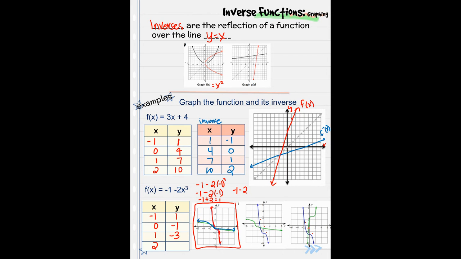So these are the kind of problems that you're going to see. You're going to be given the original and then given a couple of graphs, asked which one shows the original and which one shows the inverse. Plot some points for the original and figure out which graph shows the original. Plot some points for the inverse, figure out which one shows the inverse. And let me know when you have questions.